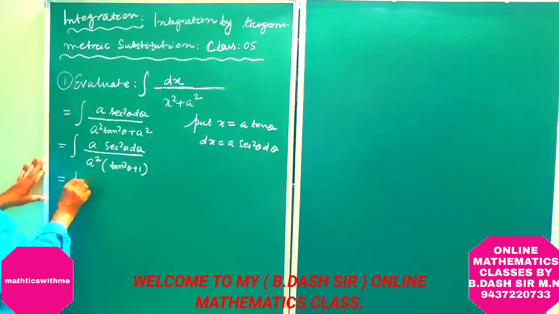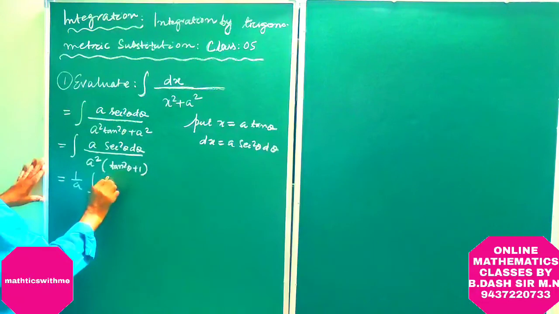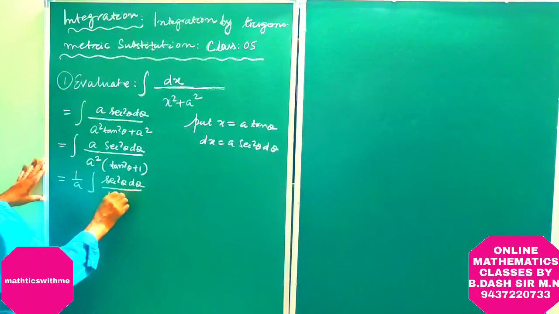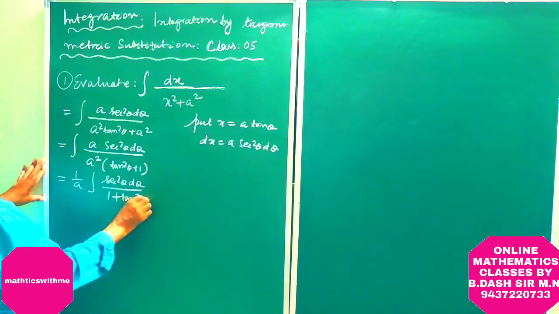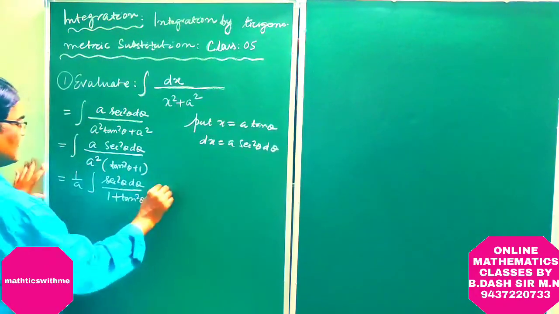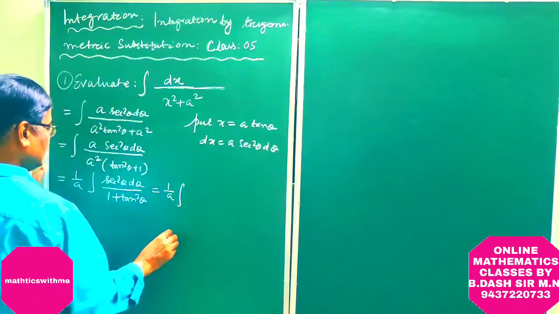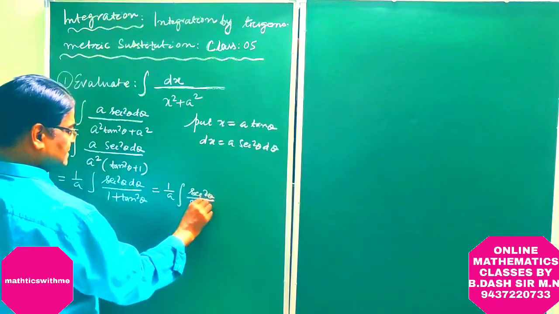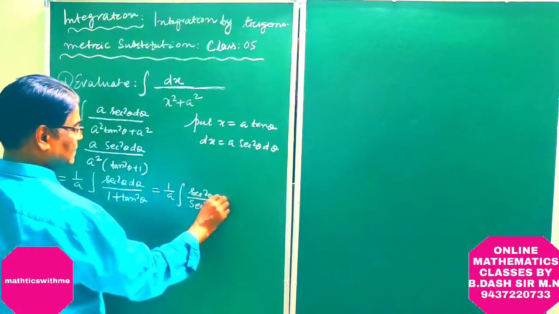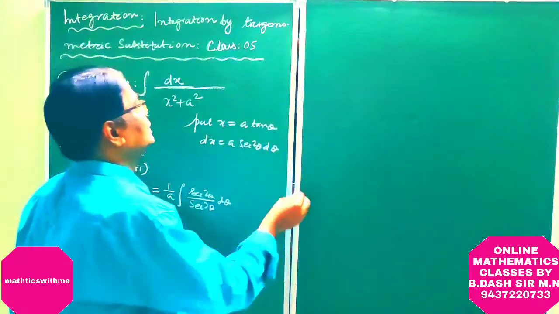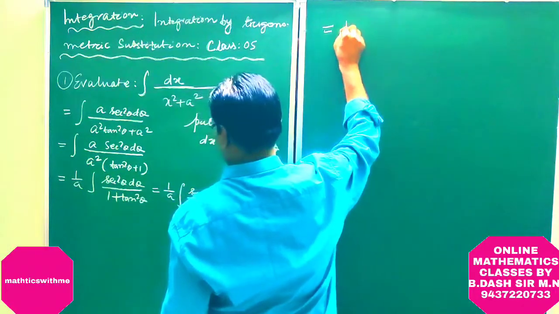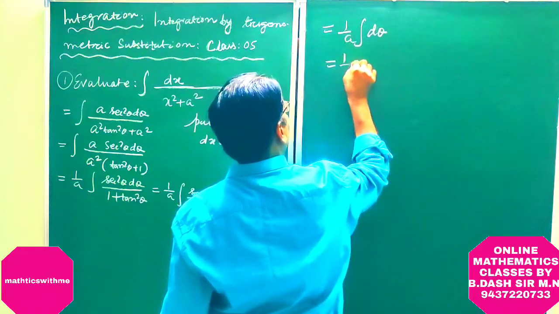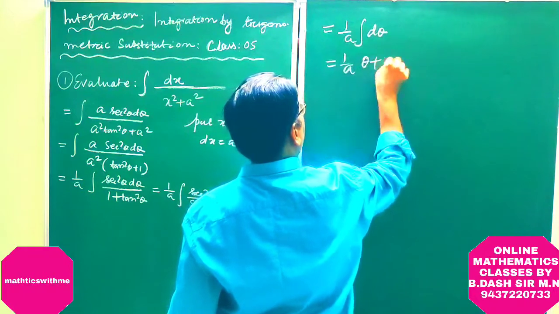This is equal to 1 by a integration of sec square theta d theta by 1 plus tan square theta, which is equal to 1 by a integration of sec square theta by sec square theta, because 1 plus tan square theta is sec square theta. So this is again equal to 1 by a integration of d theta, which is equal to 1 by a theta plus c.